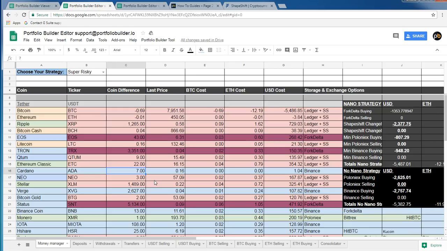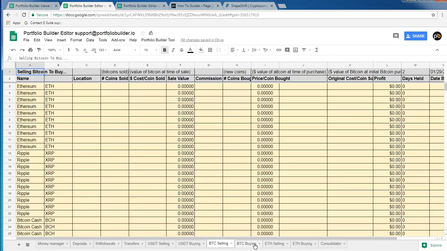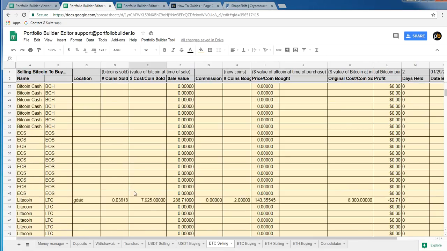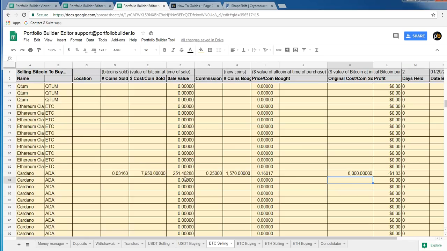So now we've seen what would happen. Let's just, for fun, say that we actually are going to be overweight Cardano and we need to take profits. So if I go back to the Bitcoin selling to, actually let me stay on this tab on this one. I have this over here.